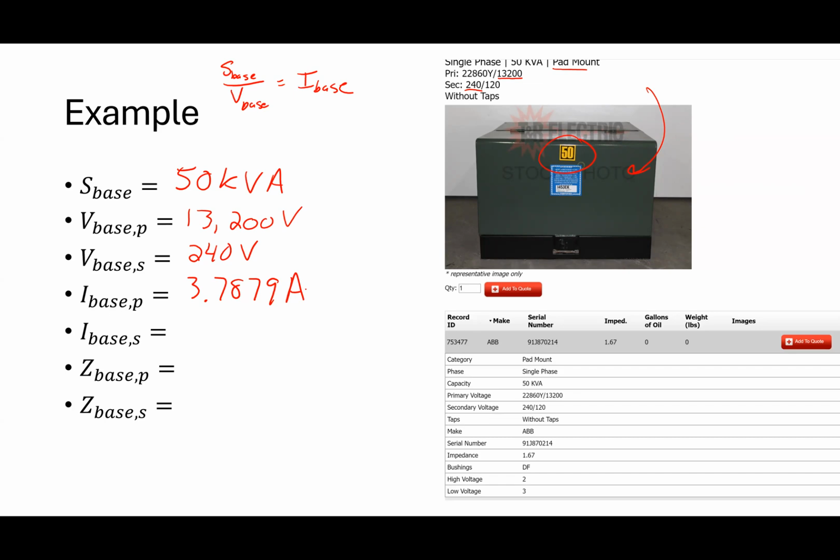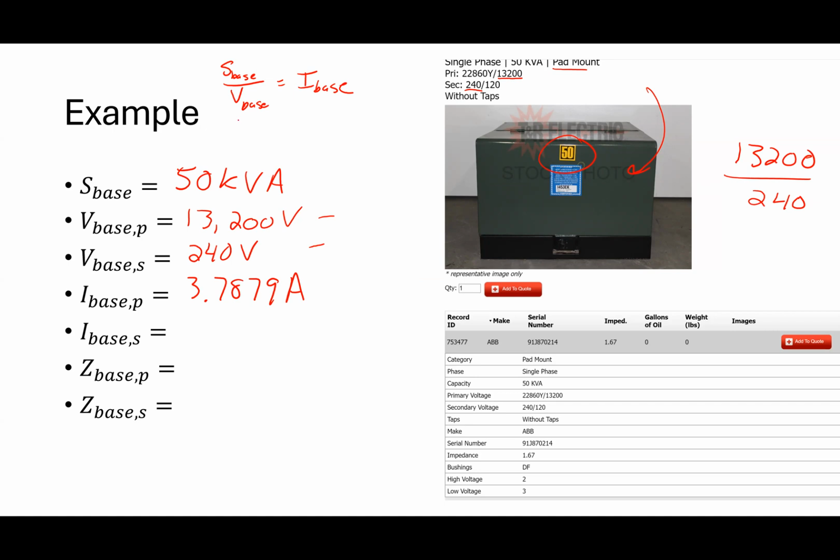I got two ways to do it that I can think of. I can use the current ratio, right? I can use the turns ratio, the 13,200, 240. I could use that, right? So again, I'm never given the turns ratio. The voltage ratio should be basically the turns ratio. So I could use the 13,200 over the 240. If I'm relating currents and voltages, I'm not squaring anything. When I'm relating impedances, then I have the turns ratio squared, right? So I could use that.